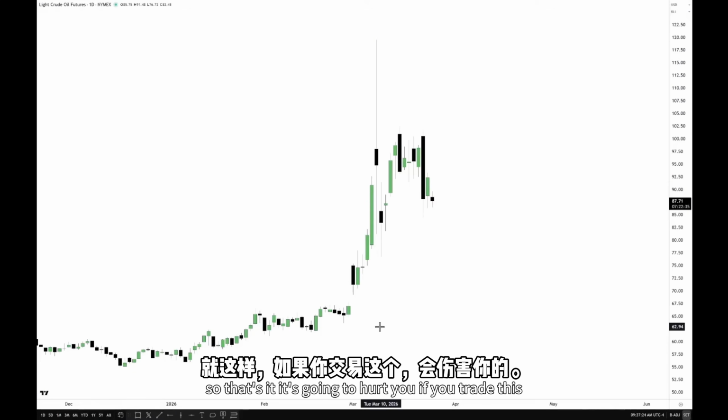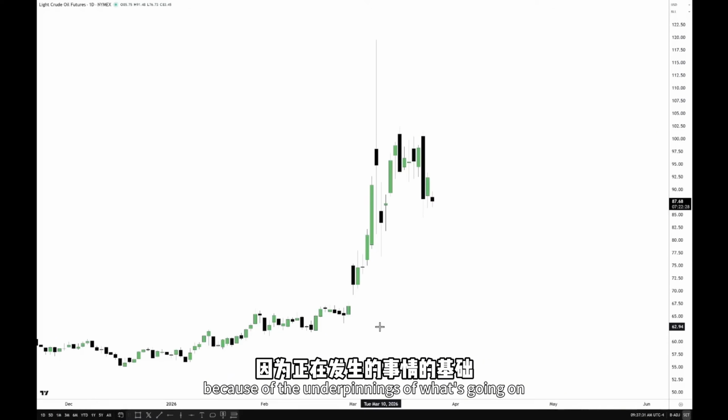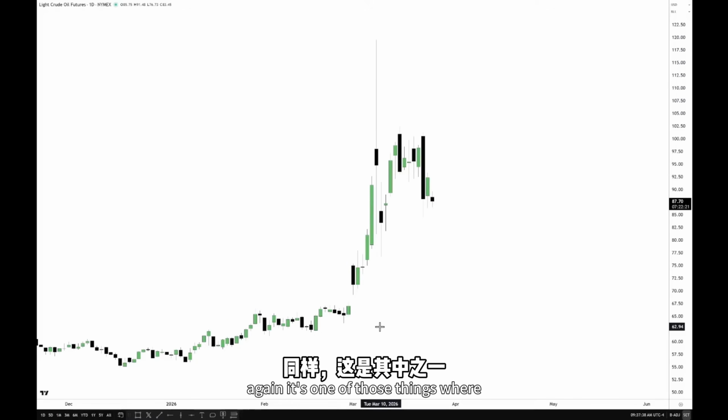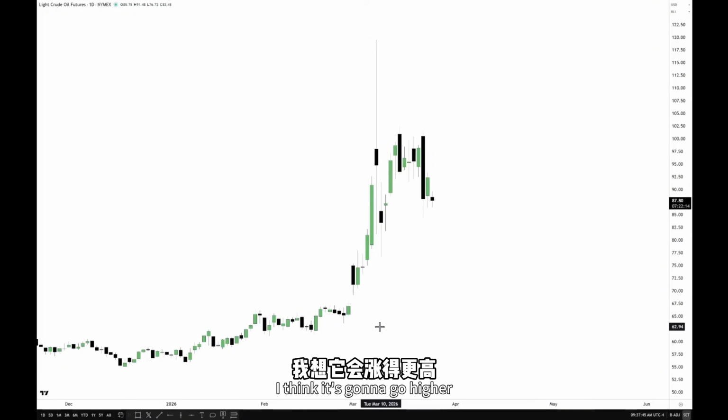So it's going to hurt you if you trade this. So just be mindful. Okay, it's prone to go higher because of the underpinnings of what's going on. But if you touch it, it's probably going to hurt you. So again, it's one of those things where if you think it's worth the risk, don't be upset. Don't send me emails saying, I wish I would have listened to you. Okay. I think it's going to go higher. I think we'll see 180 per barrel, maybe even 200.